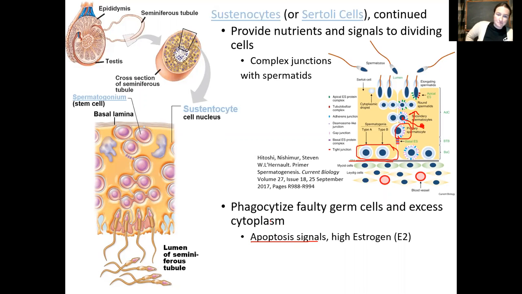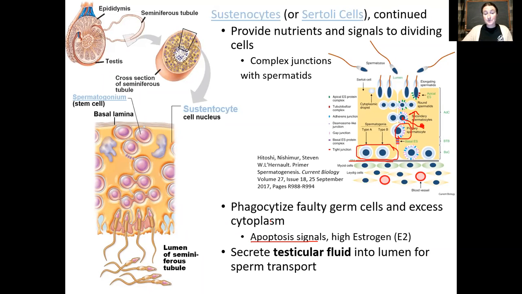Okay, also, if there is too much estrogen, there's a lot of different reasons why that would be, and hopefully we'll get into that today. But if there is too high of estrogen, apoptosis signals will be provided as well, right? So if there is an excess amount of the female hormone, spermatogenesis is going to slow down based on the feedback from the Sertoli cells. Okay. And finally, the Sustentocytes are going to secrete testicular fluid into the lumen for the transport of sperm.